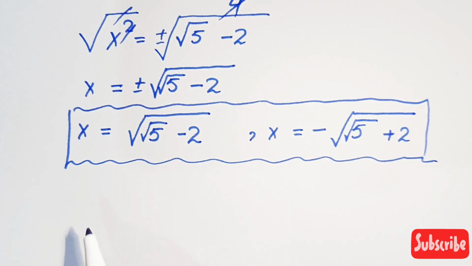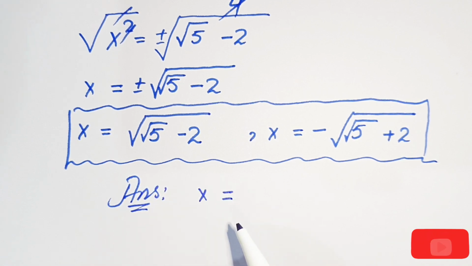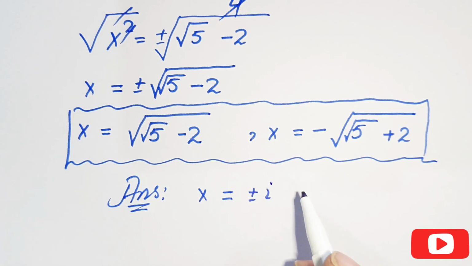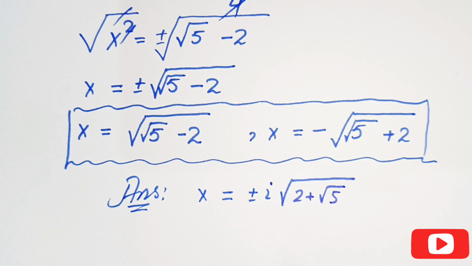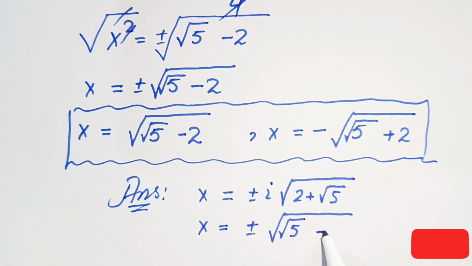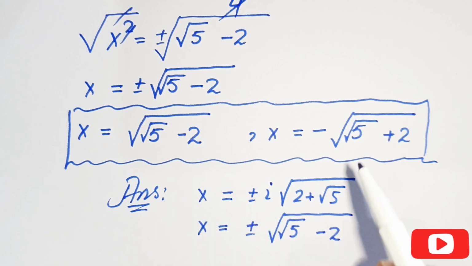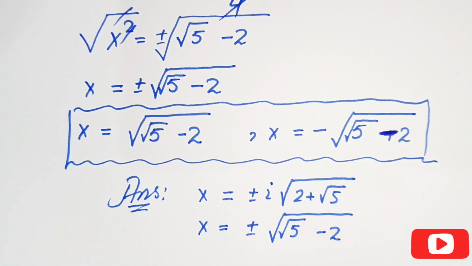So our final answer is x is equal to the first one, that is plus minus i square root of 2 plus square root of 5, and similarly we have this one, x is equal to plus minus square root of square root of 5 minus 2. So it is our entire solution.